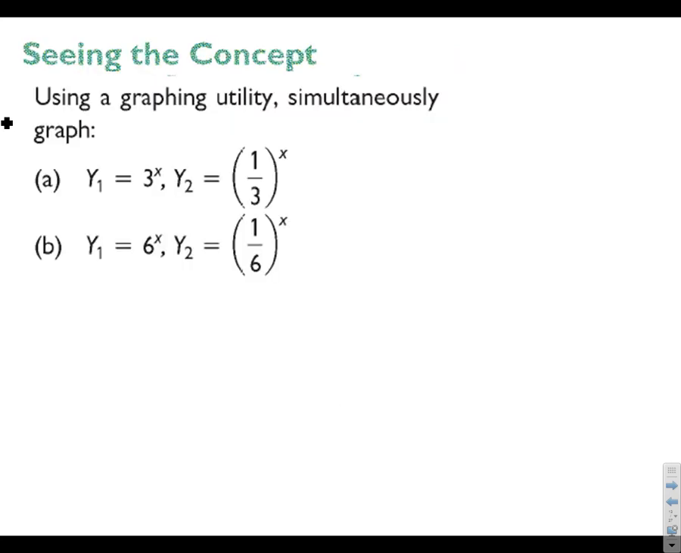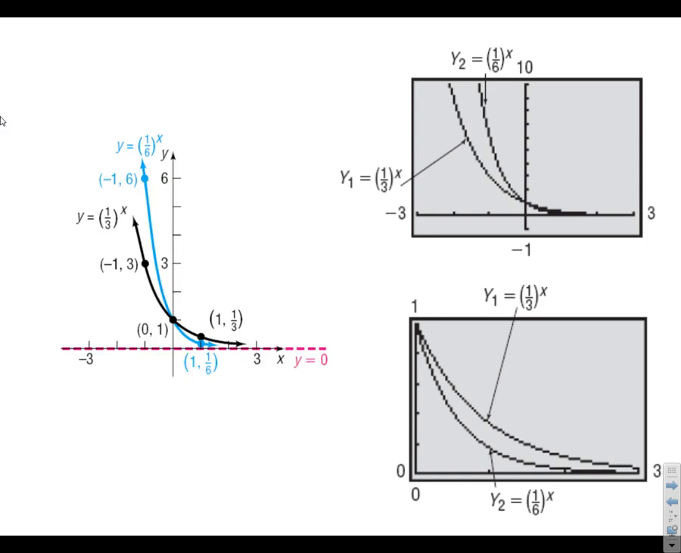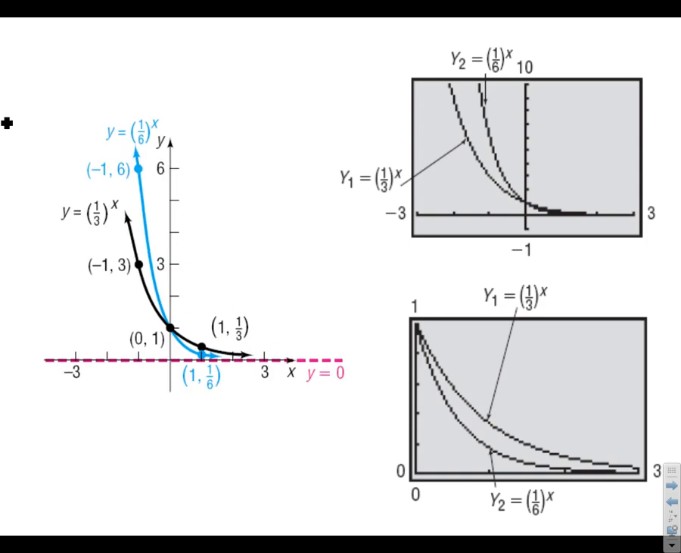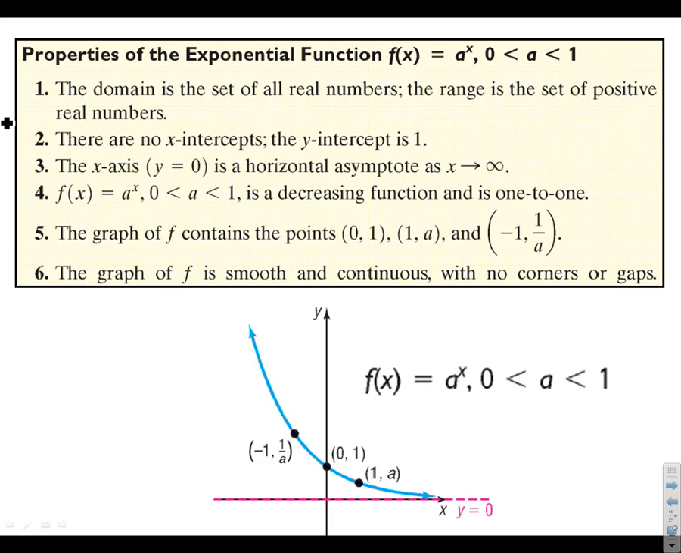All right, so we can see if we plugged both of these in and graphed them, notice they both cross at (0, 1), but y equals (1/6)^x is much steeper going down than (1/3)^x. So the rules are the same here, except we're decreasing instead of increasing.